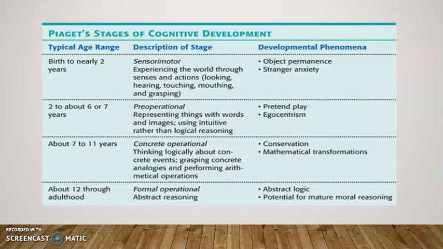And then about 12 to adulthood is formal operational, where abstract reasoning can take place. It doesn't have to be a concrete event. It can be something abstract that you can think about, something that you could reason to be true, where you can make deductions about the possibilities of events happening. It's around abstract logic, and there's a lot more mature moral reasoning taking place at this stage.